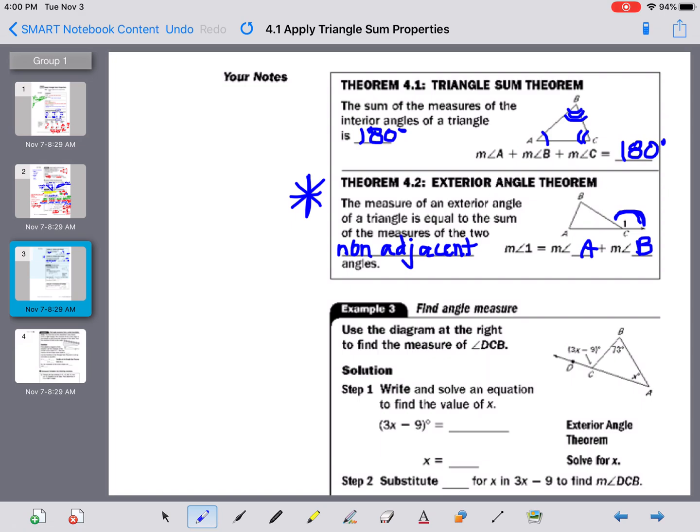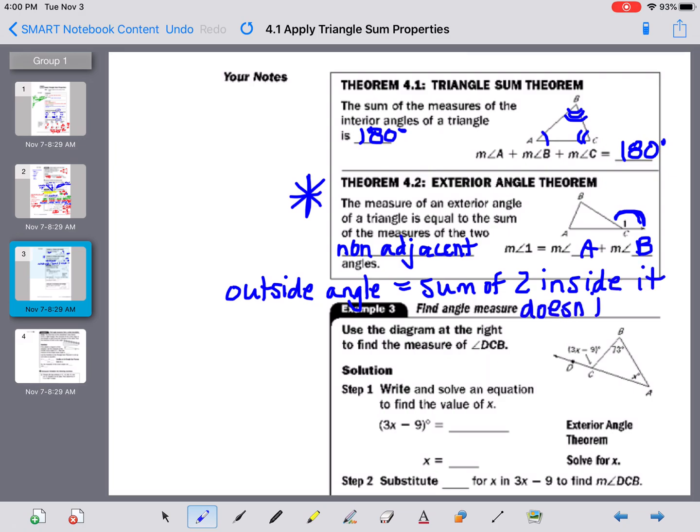Okay, what's the best way maybe to write this? The outside angle, and this is just kind of to remind yourself, the outside angle equals the sum of the two inside it doesn't touch. Okay, so that's why the non-adjacent: adjacent touches, non-adjacent doesn't touch. So my outside angle is going to equal the sum of the two inside that it doesn't touch.